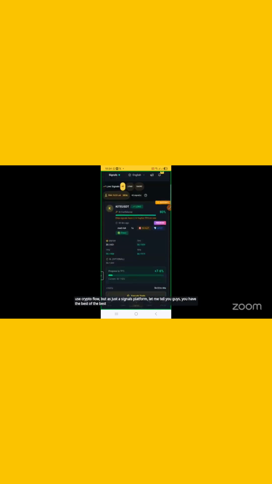So what do you depend on if you're to choose any signal? First of all, you must look at the direction of this signal. Is it long or is it short? Short, you make money when the coin is going down. Long, you make money when the coin is going up. Simply put, that is it. Second, when was this signal given? You can see the signal has been just given 8 minutes ago.